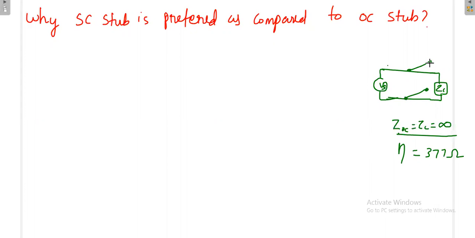You are thinking that the impedance between these points is infinite, but practically it is not infinite. It is equal to 377 ohm, because free space itself can act as a conducting medium, or it has some impedance. That impedance is not infinite, it is 377 ohm. So we cannot make a perfect open circuit.